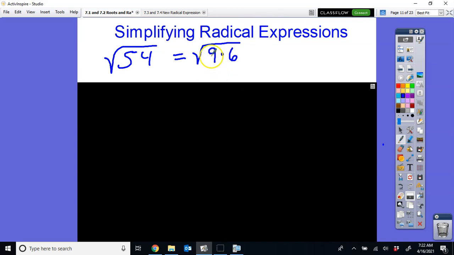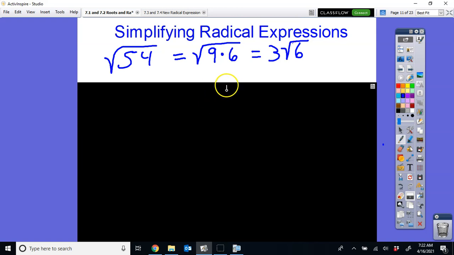Was it because 9 is magical or 6 is magical? No, we chose 9 times 6 because 9 is the highest perfect square that divides into 54, because we're taking a square root. The square root of 9 would be 3, and then we leave the 6 inside the radical, and this is called simplified radical form. I understand, it's not the prettiest answer, but that's not what we're talking about when we say simplifying something.